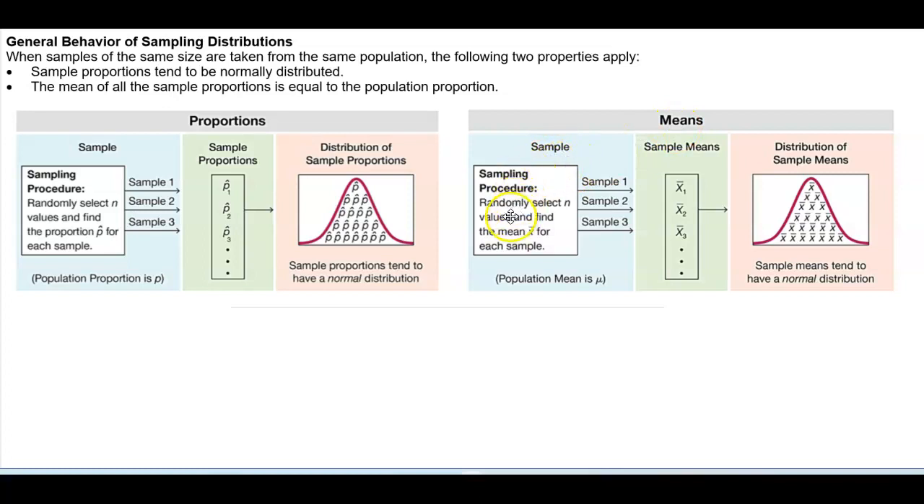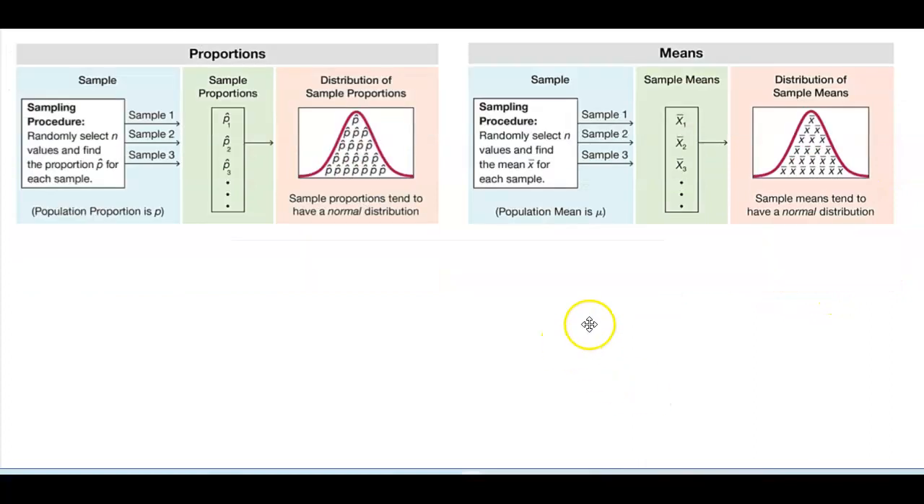If we take a look at the means, same thing, we have our sample. The sampling procedure, we randomly select n values and find the mean for each sample. Sample 1, sample 2, sample 3. And again, the population mean is mu. So the sample means, you have the sample mean for sample 1, sample 2, and sample 3. Now the distribution of sample means, as you can see here, the sample means tend to have a normal distribution.